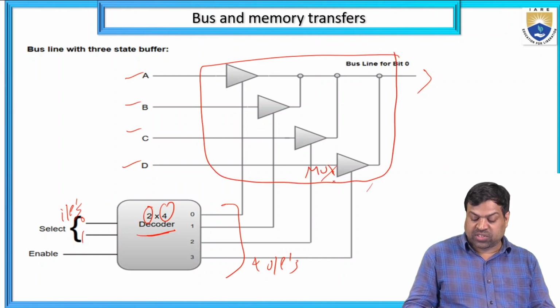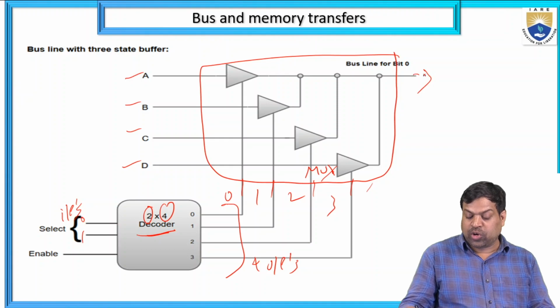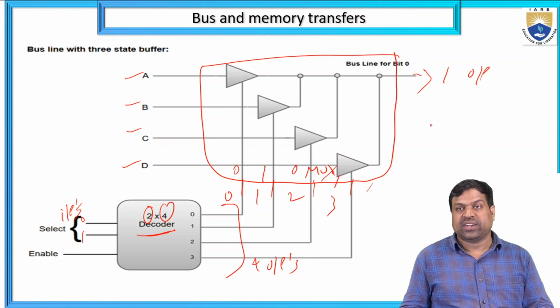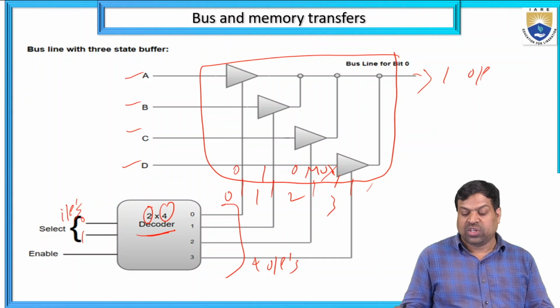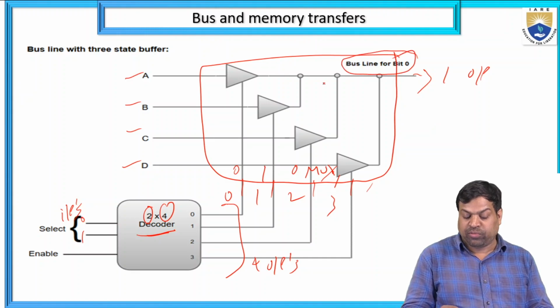It is a multiplexer. How many inputs are there? 1, 2, 3, 4, that is 0, 1, 2, 3. And how many outputs are there? 1 output. So I am taking 0, 1, 0, 1 as the inputs, and maybe we will get the output as 1 or 0. This is the bus line of bit 0.